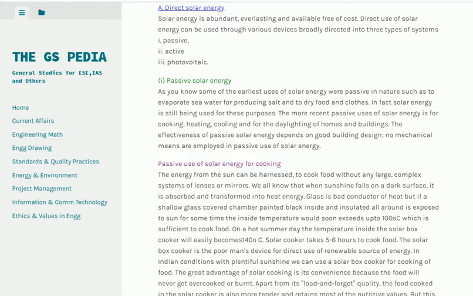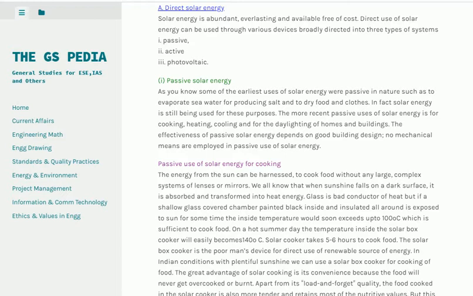1. Passive solar energy. As you know, some of the earliest uses of solar energy were passive in nature, such as to evaporate seawater for producing salt and to dry food and clothes. In fact, solar energy is still being used for these purposes. The more recent passive uses of solar energy are for cooking, heating, cooling and for the daylighting of homes and buildings. The effectiveness of passive solar energy depends on good building design. No mechanical means are employed in passive use of solar energy.